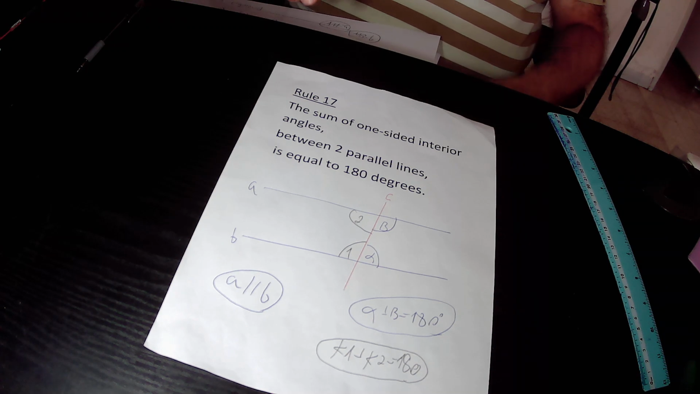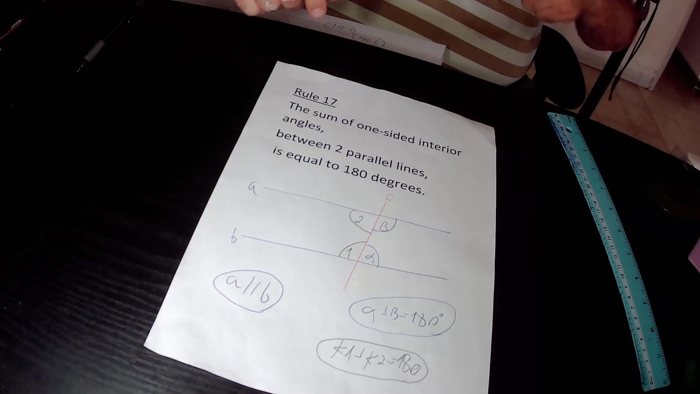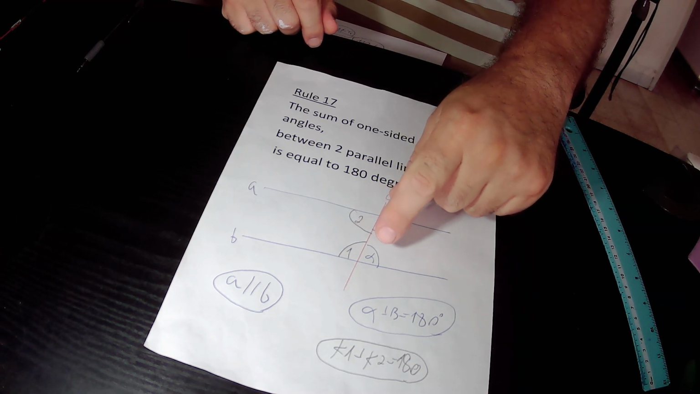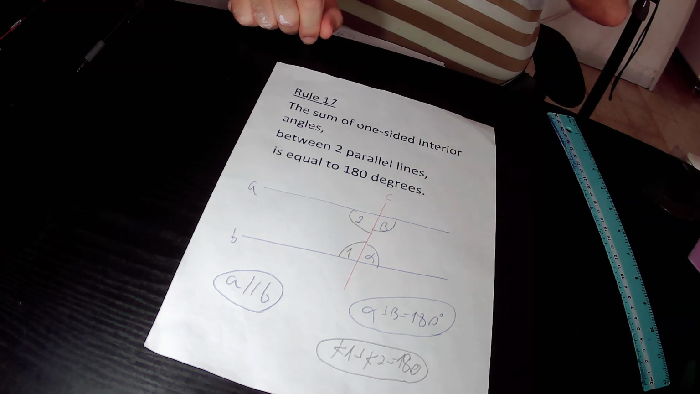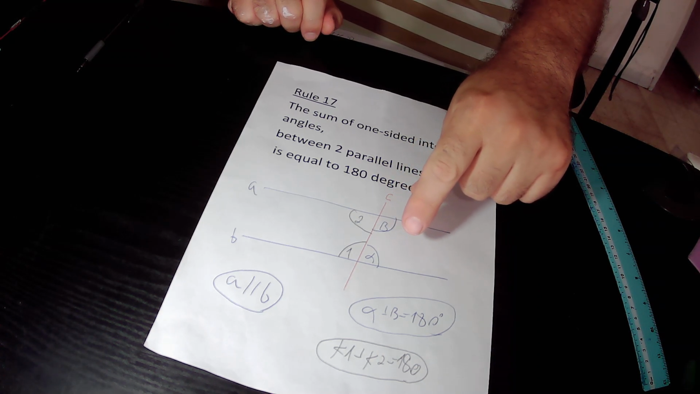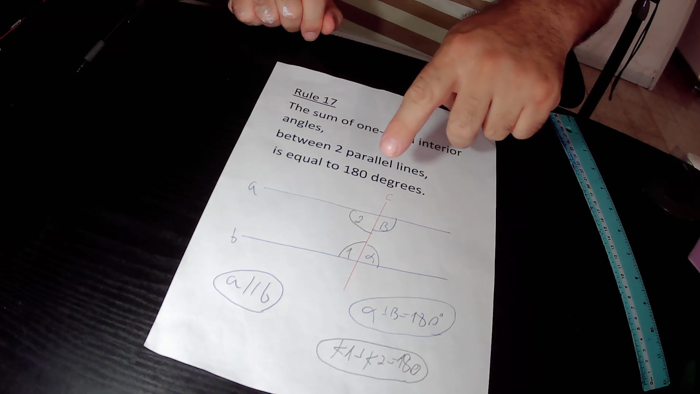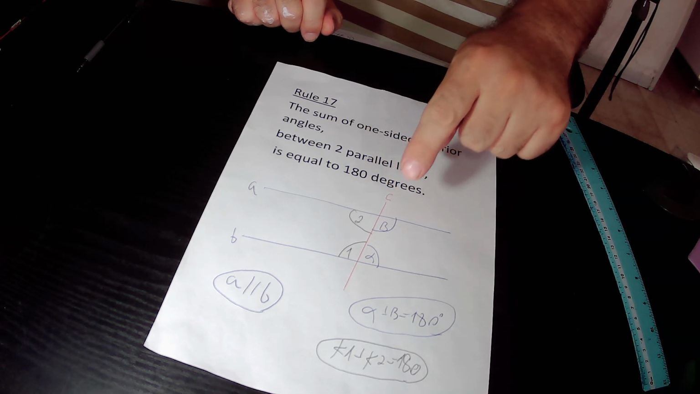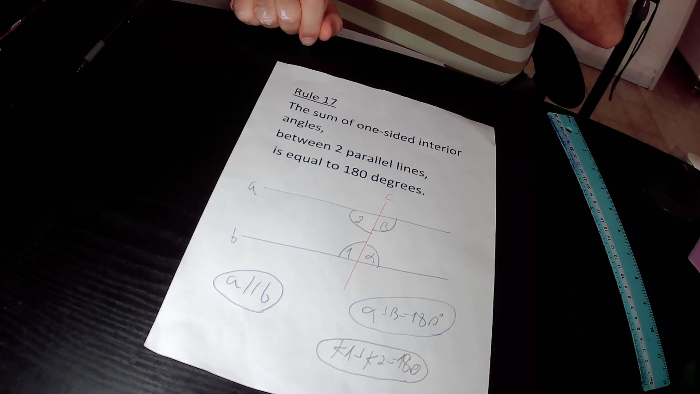So in the drawing we have line A that is parallel to line B. This is the red line C that intersects with those two parallel lines A and B at those two points. In addition, we have those two angles alpha and beta that are defined as one-sided interior angles. And because those two angles alpha and beta are located between the two parallel lines A and B, the sum of those two angles must be equal to 180 degrees. That is to say, alpha plus beta is equal to 180 degrees. So we should implement Rule 17 in our drawing.